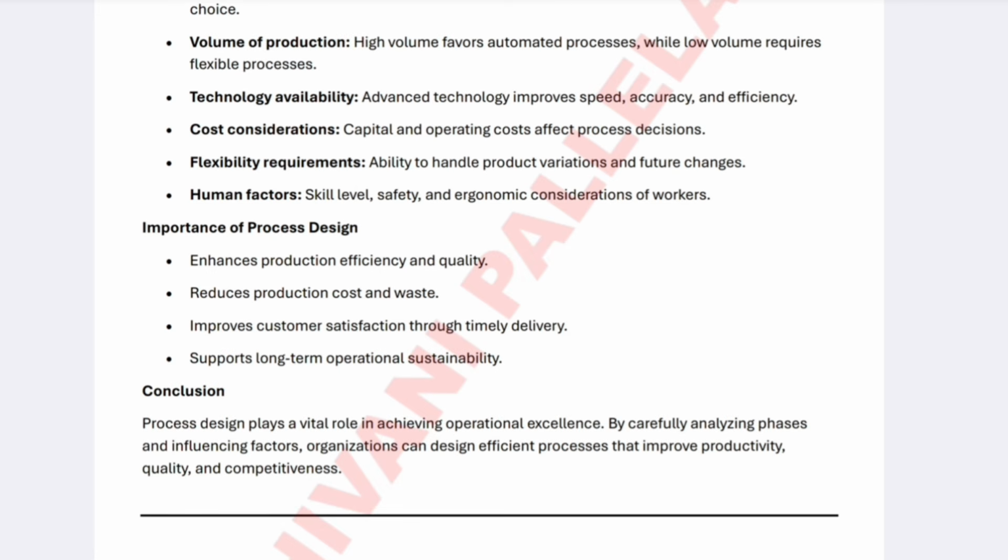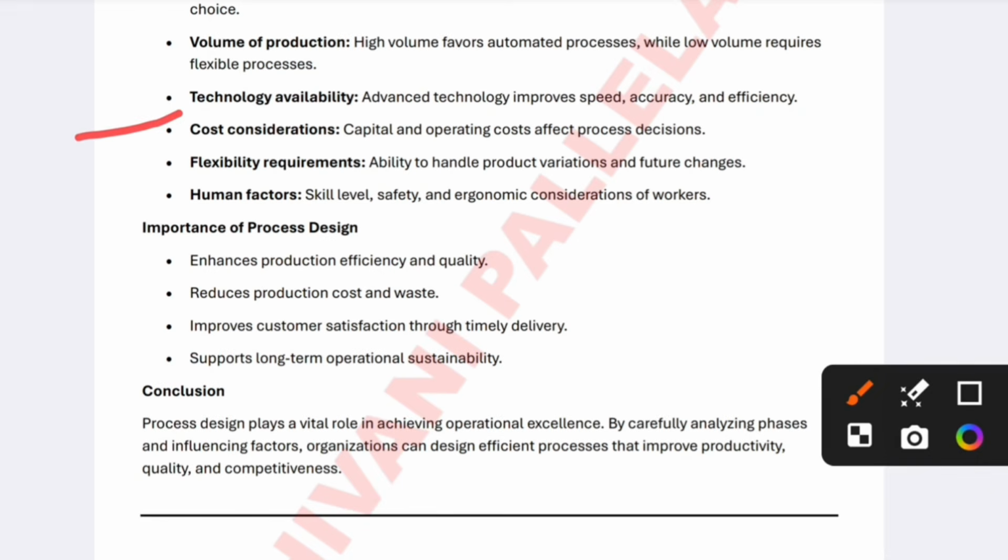Next one, technology availability, meaning advanced technology will be able to achieve speed, accuracy and consistency in the data or in the work. Next one, cost consideration: capital and operational cost will be reduced, and there will be more flexibility for future changes. And human factors like safety and skill level, to achieve a good workers' environment also.